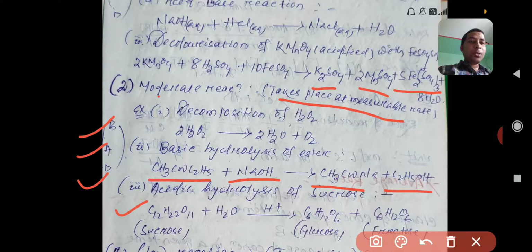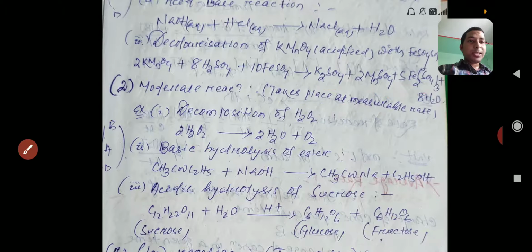So it will form glucose and fructose, having the same molecular formula C6H12O6 and C6H12O6, but these two compounds are different. You will study in detail about these two molecules in your biomolecules chapter. And the third example is decomposition of hydrogen peroxide. When hydrogen peroxide is decomposed, it forms water and oxygen as the products. These are examples of moderate reactions.